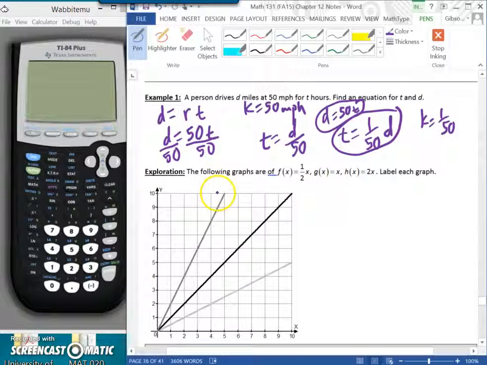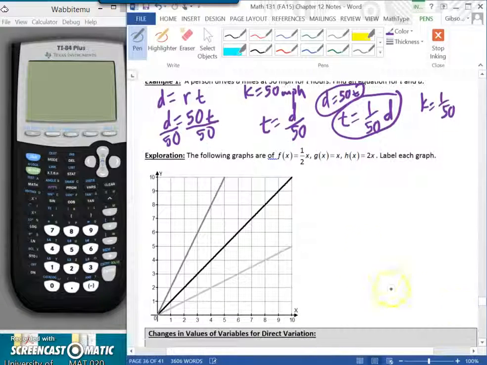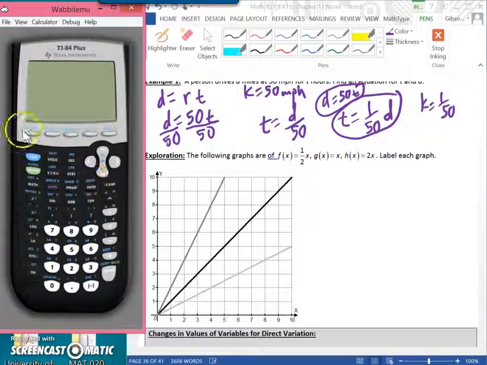Okay, now, exploration. It says the following graphs are of f of x equals 1/2 x, g of x equals x, and h of x equals 2x. Label each graph. Okay, now what we could do is take a look at these graphs in our calculator. Let me clear these out. This would be 0.5x for the first one, because that's 1/2 x. Then the next one would just be x. And then finally, the third one would be 2x.